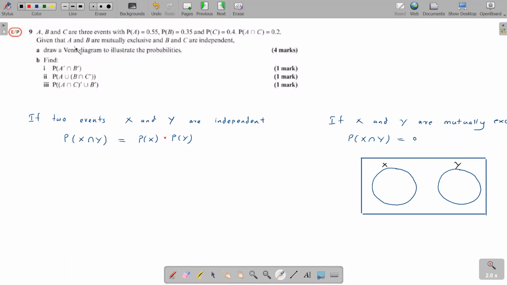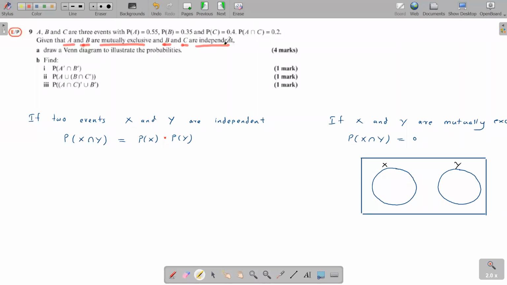They say A, B, and C are three events with probability A equals 0.55, probability B equals 0.35, and probability C equals 0.4. Probability A intersection C is equal to 0.2. Given that A and B are mutually exclusive. Guys, can you see? A and B are mutually exclusive, and B and C are independent. So they have given you some things to consider here.